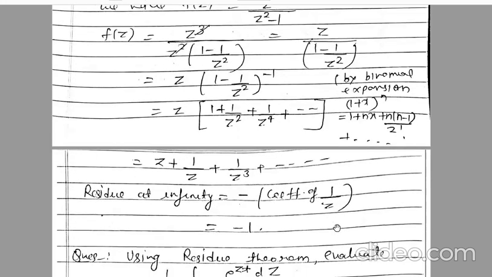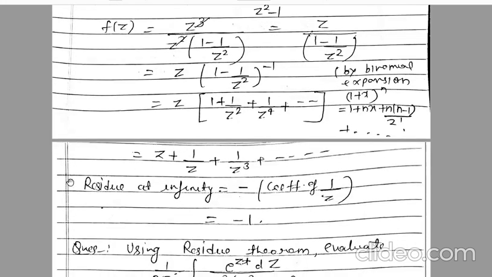So just look here, residue at infinity. Your residue at infinity is equal to minus coefficient of 1 by z, because if we put z is equal to infinity here, then infinity plus 1 upon z, so all the other terms will be 0. So coefficient of 1 upon z, you can see here is 1. So minus 1 is your final answer. So this is the method to find the residue at infinity.